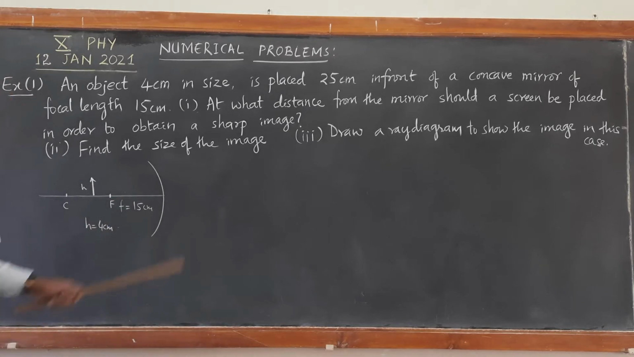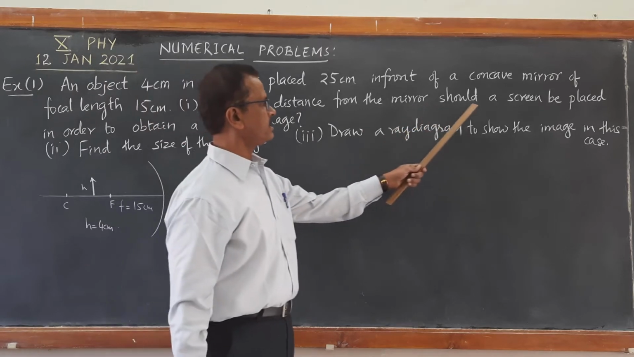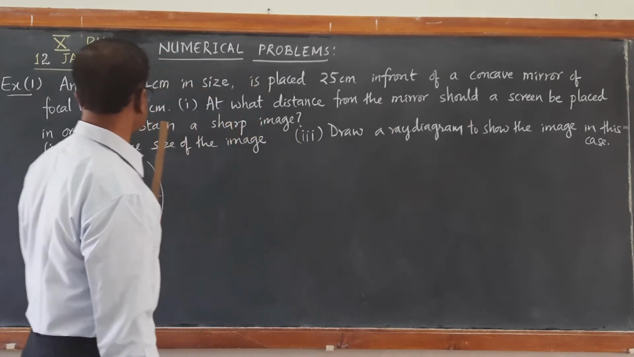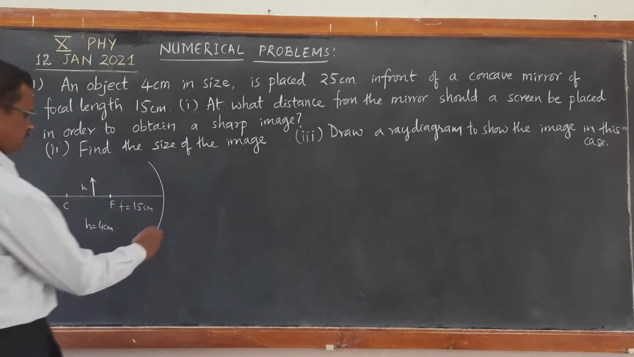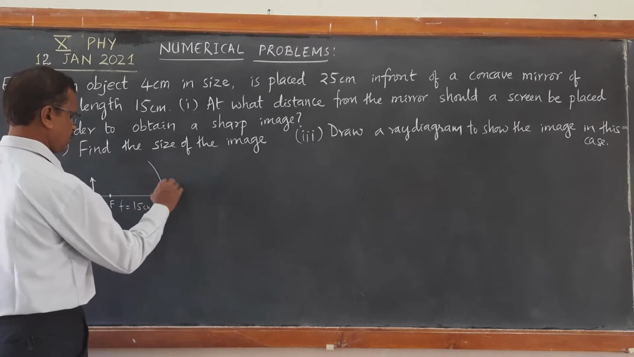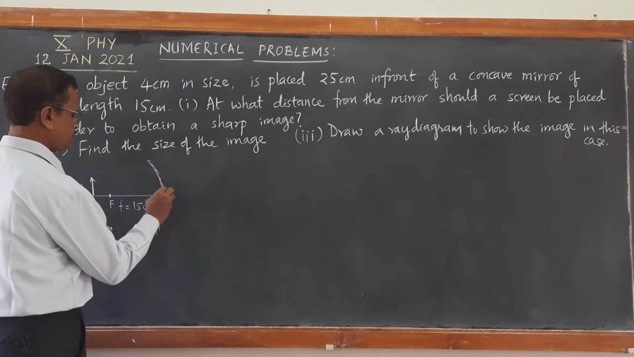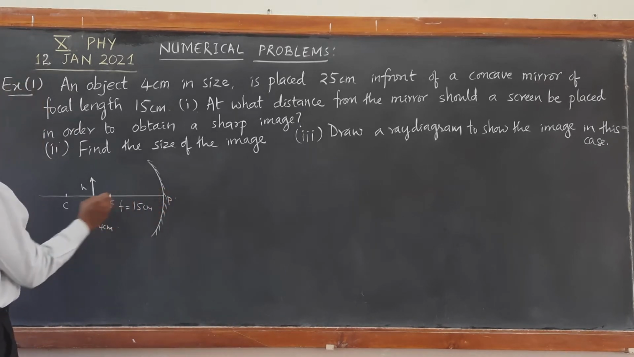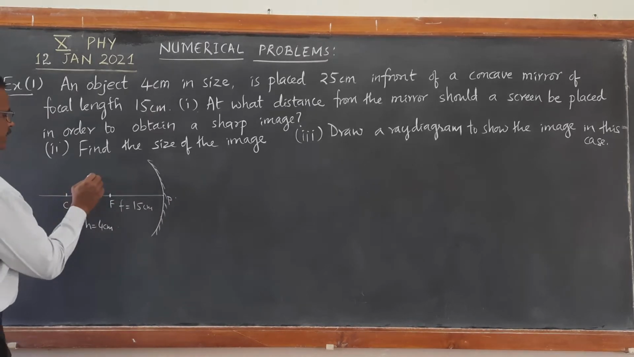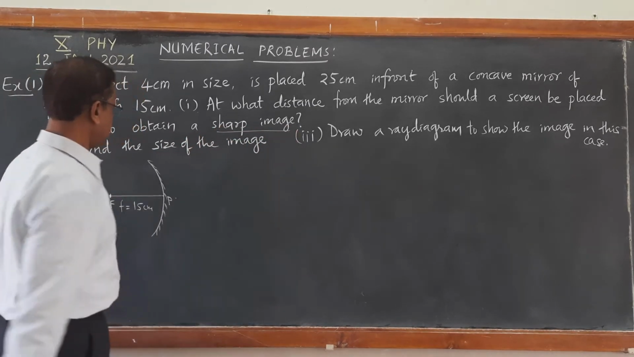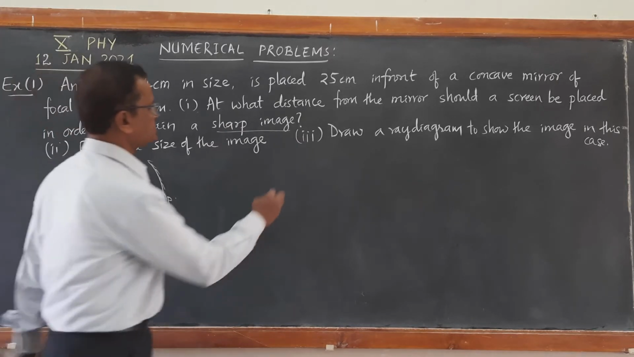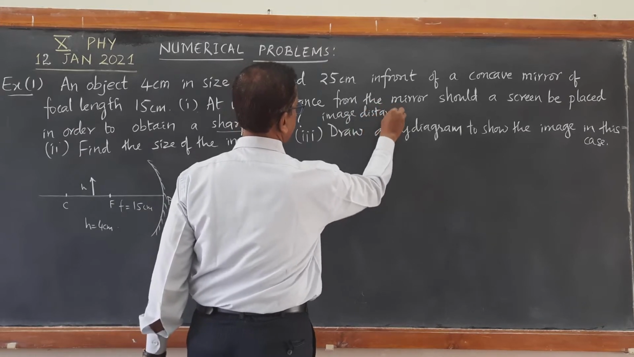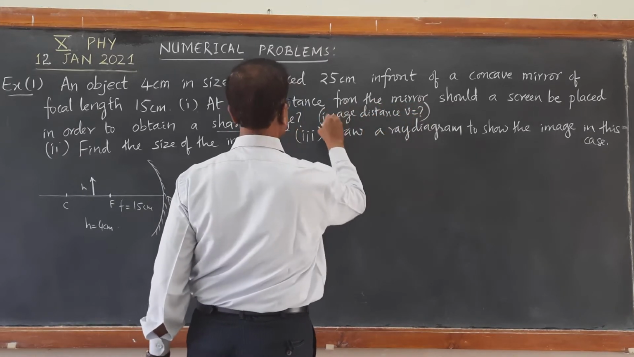You are asked to find out at what distance from the mirror a screen should be placed in order to obtain a sharp image. This is a concave mirror, and this is the pole of the concave mirror. From what distance from this pole should a screen be placed so that one can obtain the sharp image of the object? One has to find out the image distance. This is the first question.